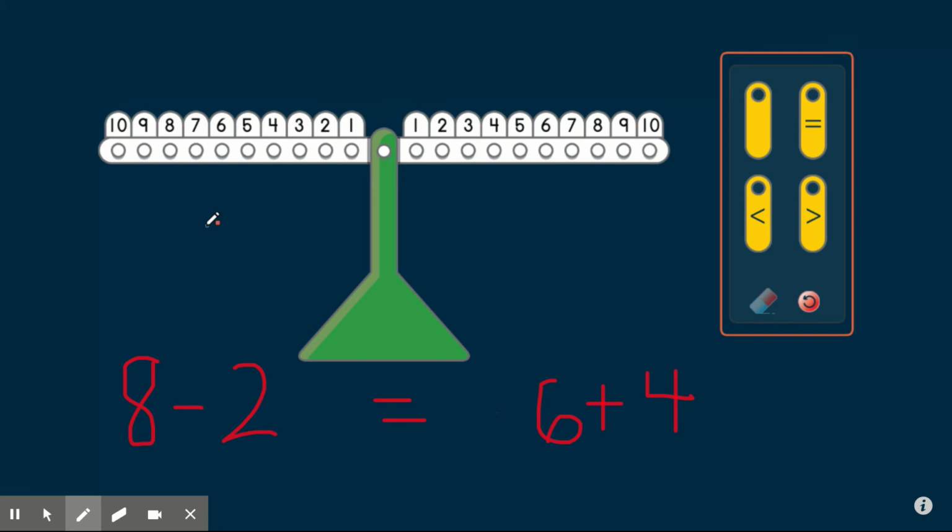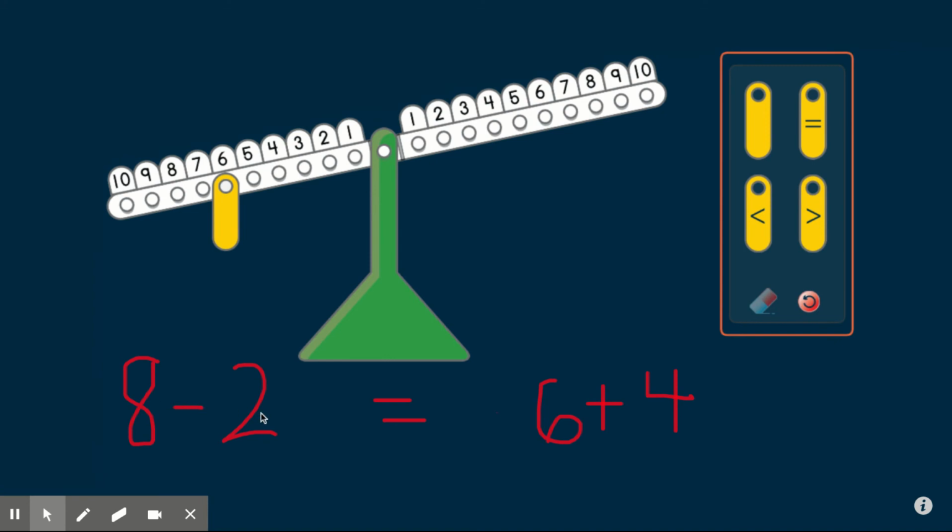So I can't put a peg on 8 and 2 because that would be adding 8 and 2 to the left-hand side. I have to go ahead and do this subtraction. 8 minus 2. Do you know what 8 minus 2 is? That's right, it's 6. So I'm going to put a peg on 6 because 8 take away 2 is 6.